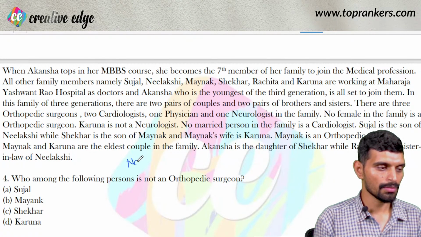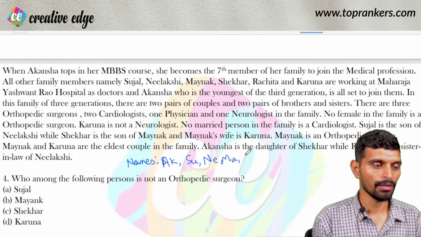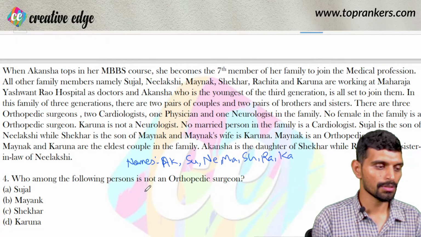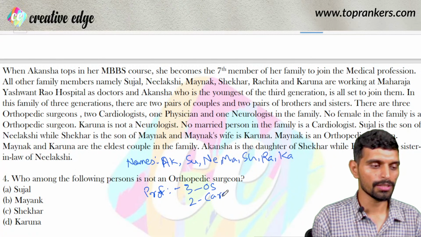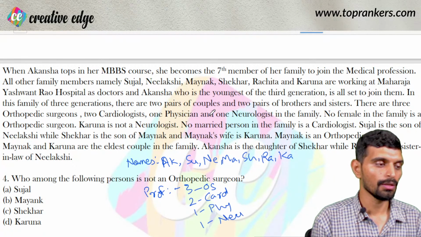So names are Akansha, Sujal, Nilakshi, Mayank, Shekhar, Rachita and Karuna. And professions: 3 orthopedic surgeons, 2 cardiologists, 1 physician and 1 neurologist, right?